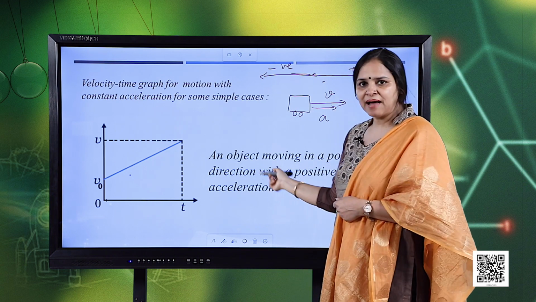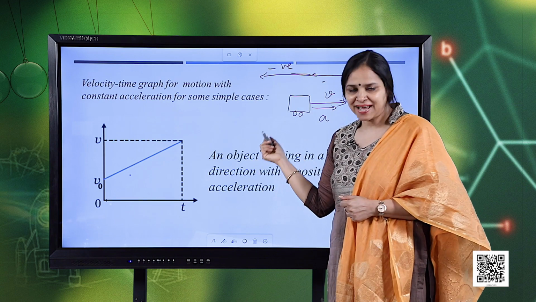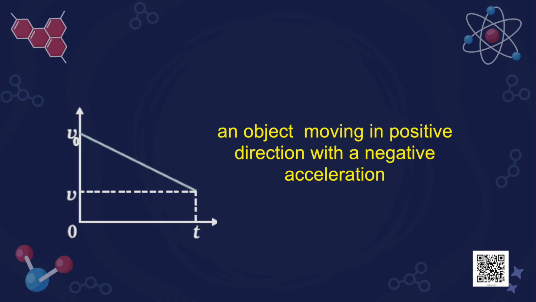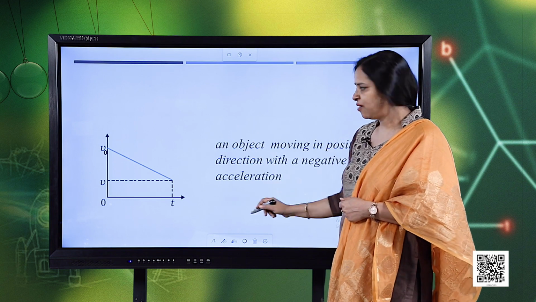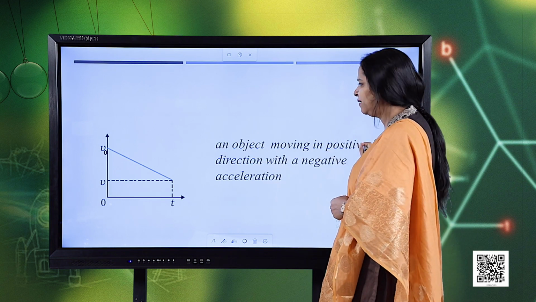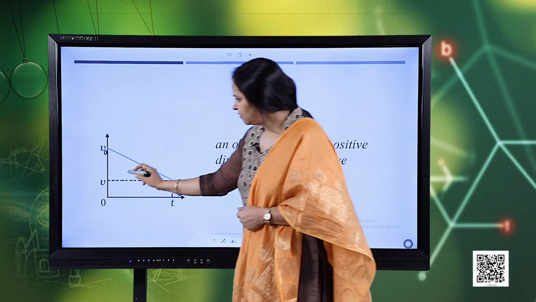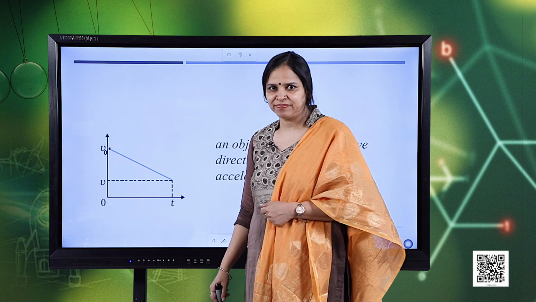So, this is an example of an object moving in positive direction with a positive acceleration. Now, look at another situation. Here, what does this velocity time graph represent? This is the velocity time graph for an object which is moving in positive direction. Why positive direction? Because this velocity is initially in the positive direction of the reference frame, right.